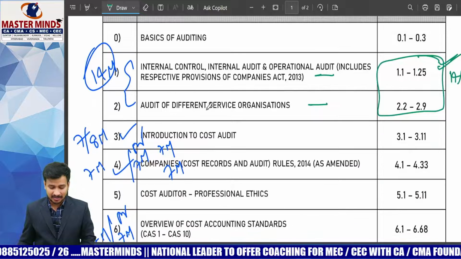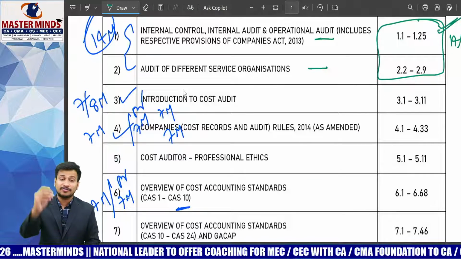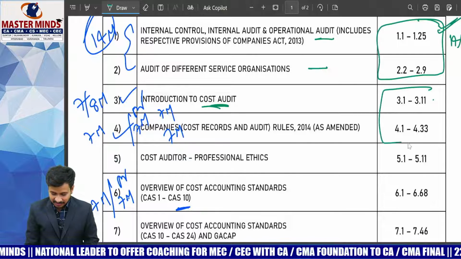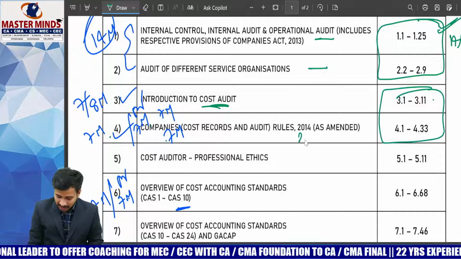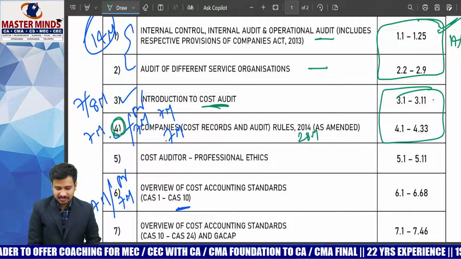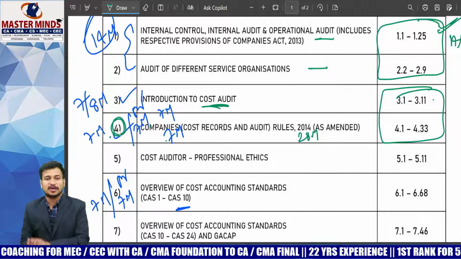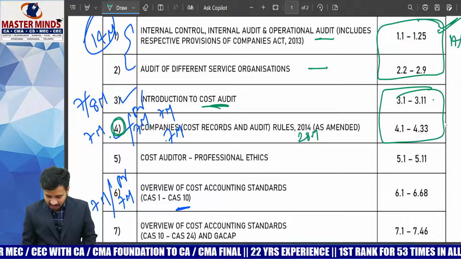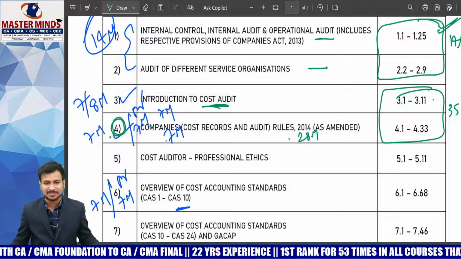And my dear children, from chapter number 1 of the institute material, that is introduction to cost audit, mandatory he is asking 7 marks. And if you observe 7 into 4, 28 marks is only from this chapter, of which one is a theoretical question and other 3 are like problematic questions. So problematic questions and theory altogether 28 plus 7, 35 marks only from these two things itself.